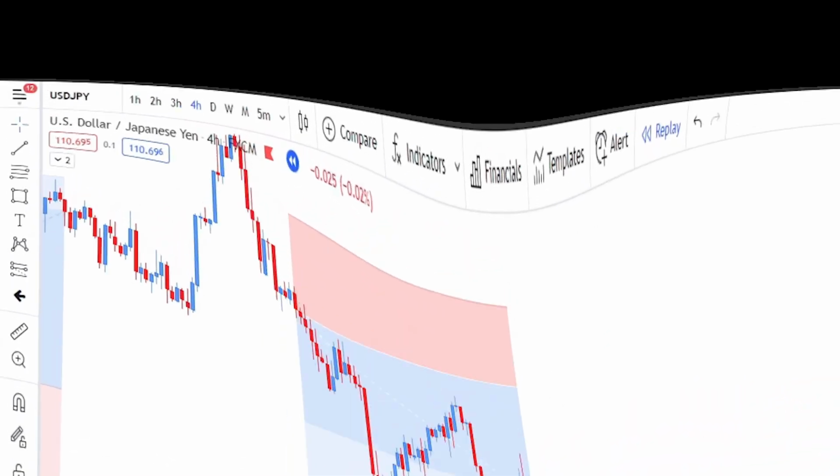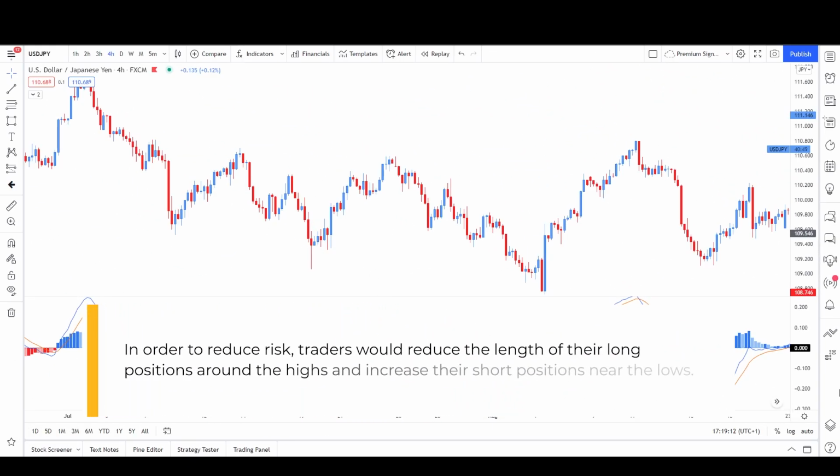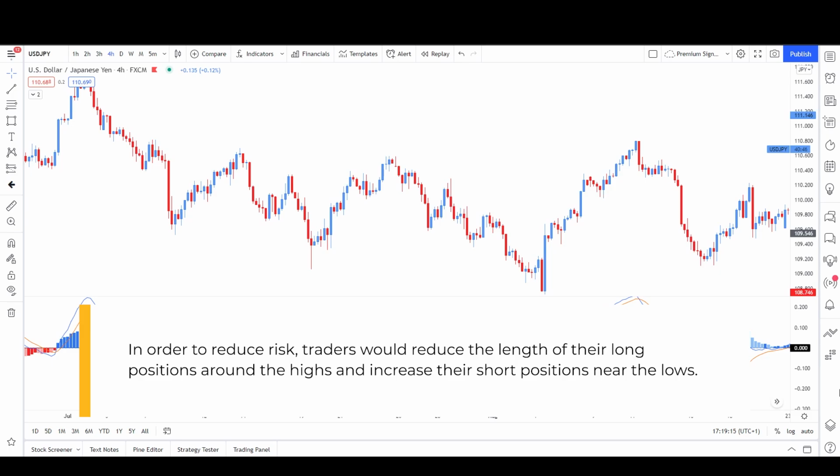In my personal opinion, traders may profit from knowing about the MACD indicator since it can warn them when the market is going to hit a new high or new low. And in order to reduce the risk, I think traders should reduce the length of their long positions around the highs and increase their short positions near the lows.